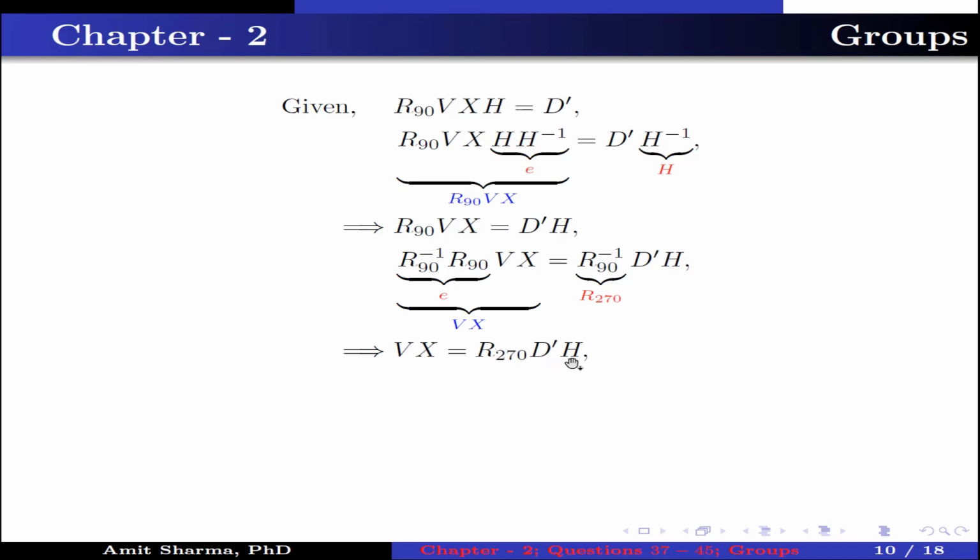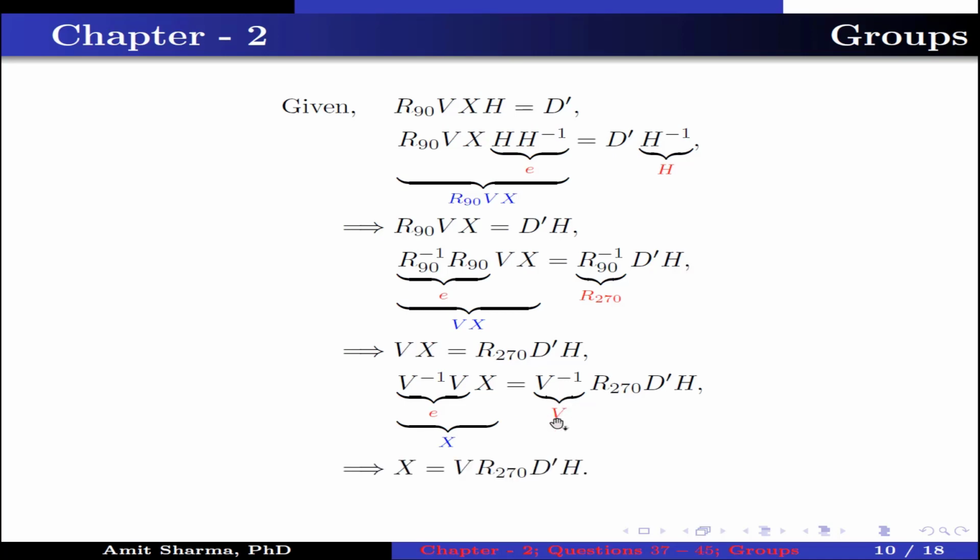Now multiply V inverse on both sides, we get V inverse into VX is equal to V inverse R270 D dash H. Now V inverse into V is equal to E and E into X is equal to X. Now V is a reflection. This implies V inverse is equal to V. This implies X is V R270 D dash H. Hence the value of X is V R270 D dash H.